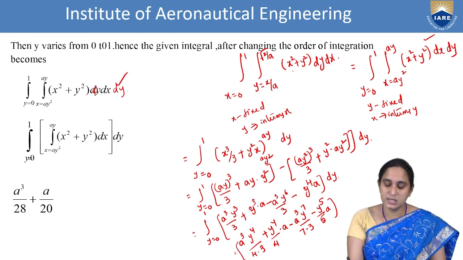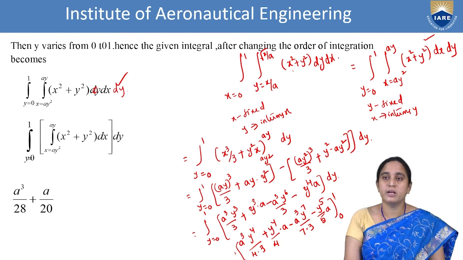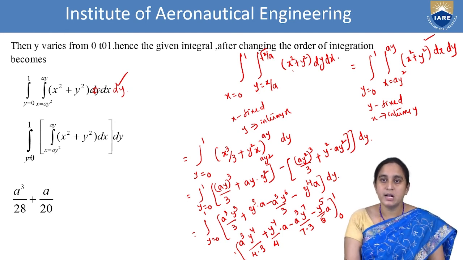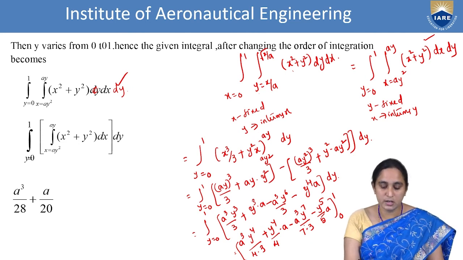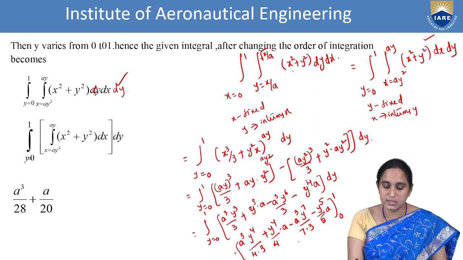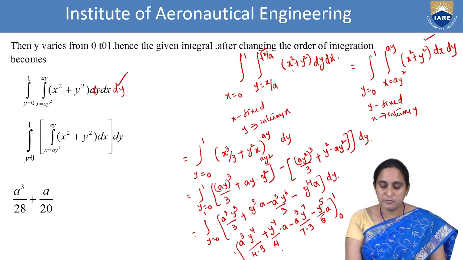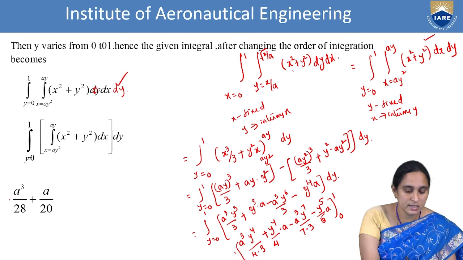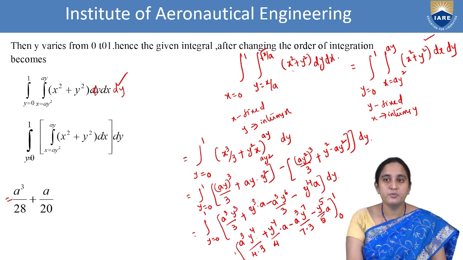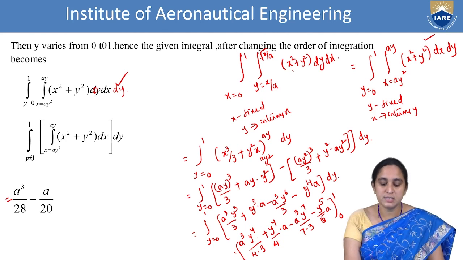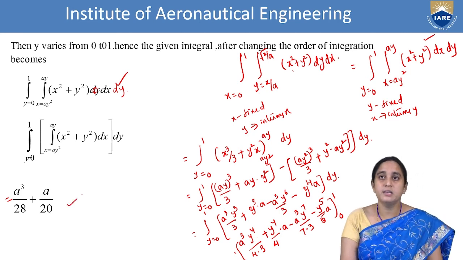Substitute the limit points here, that limit points are 0 to 1. After the integration with respect to y and substituting the limit points, now substitute each and every point in the given function, that is, in place of y just substitute 1: a cube into 1 power 4 by 12 plus 1 power 4 by 4 into a minus a cube into 1 power 7 by 21 minus 1 power 5 by 5 into a. After substituting the limit points, the final answer for this question is a cube by 28 plus a by 20. This is the final answer for the second question.